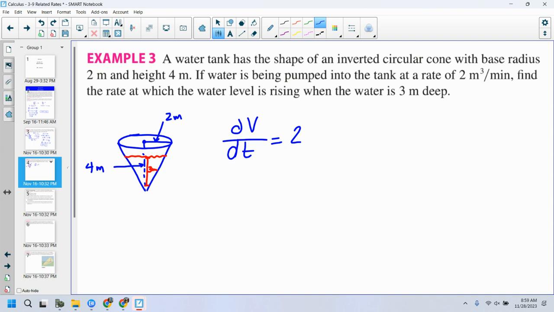Okay, what do I want to try to find? I want to try to find the rate at which the water level is rising. Now, what's changing here in the cone when the water level is rising? Is the radius changing? No, the radius is remaining constant, which is going to come back in a second. The radius is going to remain constant no matter how much water goes in or out, right? What about my height? Isn't that how much the water level is rising? So that's what we're looking for.